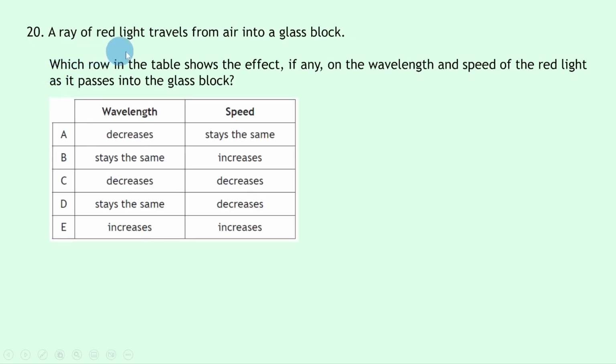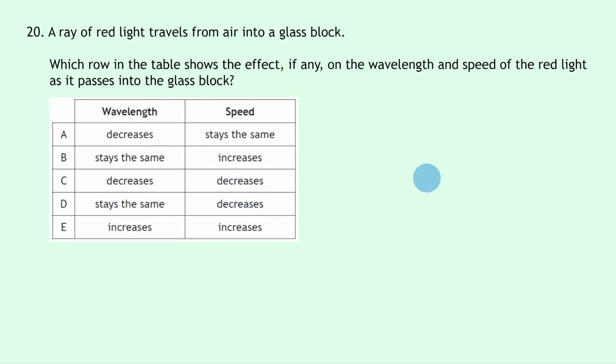Question 20 says a ray of red light travels from air into a glass block. Which row in the table shows the effect, if any, on the wavelength and speed of the red light as it passes into the glass block? Well, if the light's going from air into glass, then it's going to go from a less dense material into a more dense material. And remember, when light does that, it's going to slow down. And more specifically, the light's going to decrease in speed from the speed of light in air, which is 3 times 10 to the 8 meters per second, to a speed of 2 times 10 to the 8 meters per second in the glass.